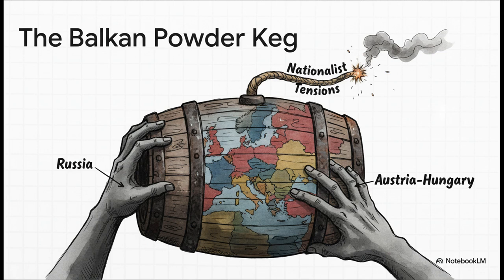This whole region was this incredibly complex mix of different ethnic groups, all trying to break free from the crumbling Ottoman Empire. As groups like the Serbs and the Bulgarians carved out their own nations, their ambitions started clashing with each other. And to make everything a million times worse, all the big European powers, Russia, Austria-Hungary, were meddling in the region trying to expand their own influence. The Balkans basically became the most explosive place on the planet.